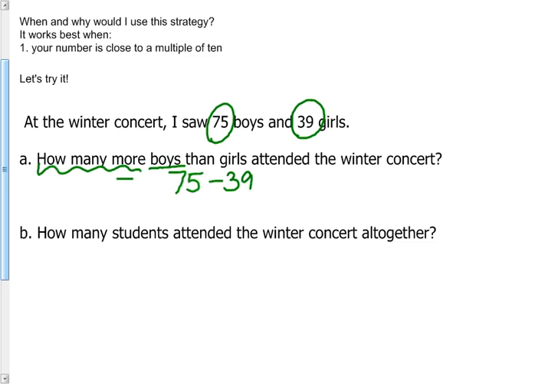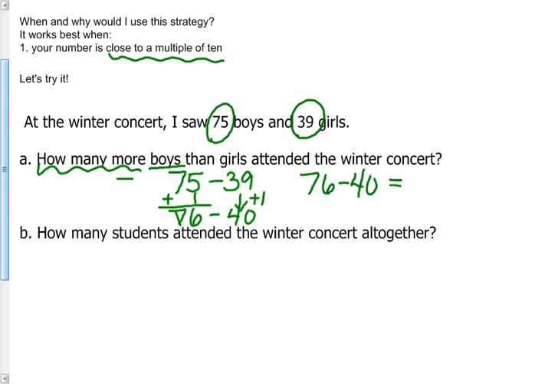Now, it said it works best when it's close to a multiple of 10. Now, I know that 39 rounds up to 40, which is a multiple of 10. Now, how much did it round up by? Well, we added 1. Now, because we are subtracting, we need to add 1 to the other side to keep it balanced. 76. So now we have a much easier number sentence to solve, 76 minus 40.